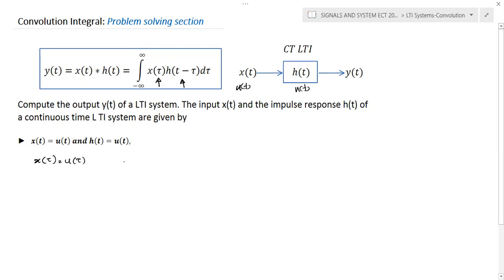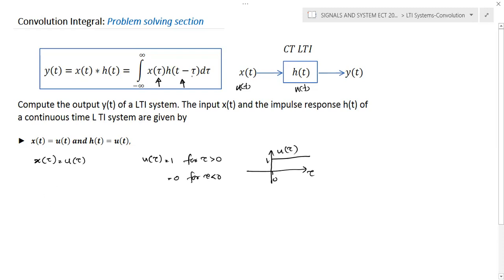And we know the definition of u of tau. We can write u of tau is equal to 1 for tau greater than 0 and 0 for tau less than 0. And if you draw the waveform, it will be like this. This is the tau axis, and u of tau is equal to 1 for tau greater than 0. So this is u of tau.